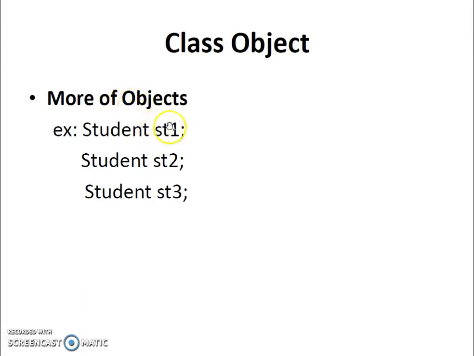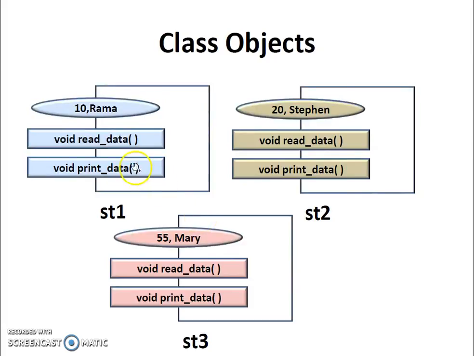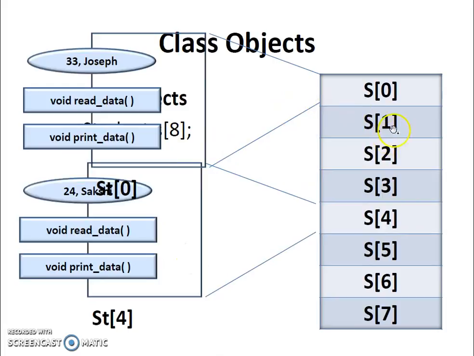Next example, you can create one or more student objects. This is the student 1 object, this is the student 2 object, this is the student 3 object. It contains 10 as the id and Ram for the student 1 object, 20 and Stephen for student 2, 55 and Mary for student 3 object. Next, this is how it is stored in an array.